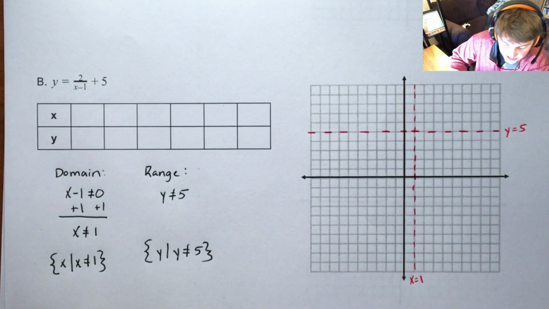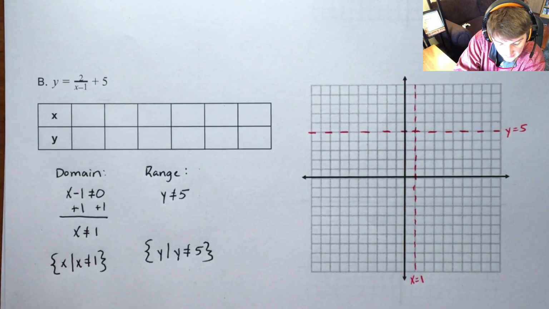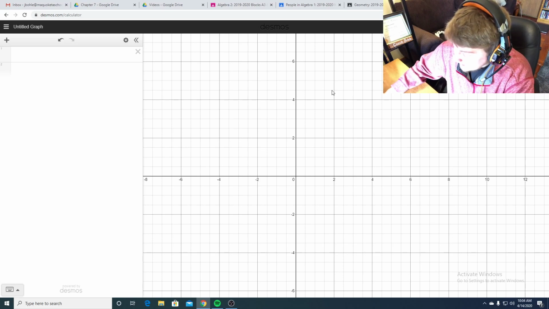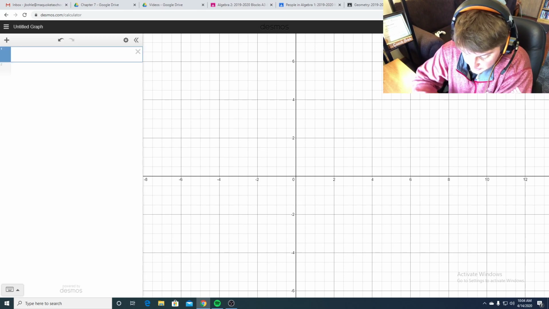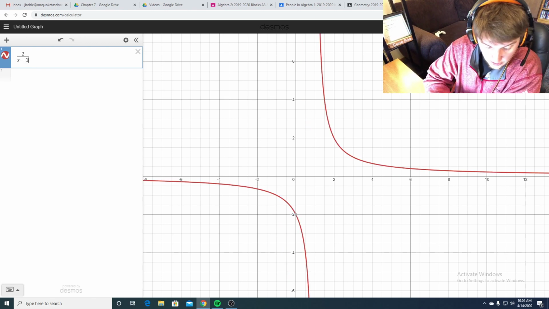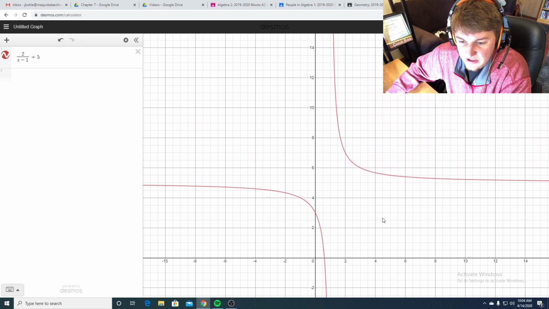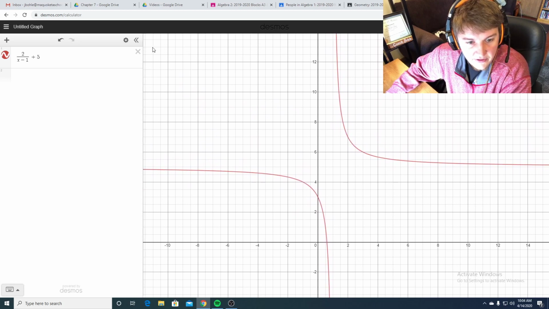So now let's move on to the computer so we can see the graph. Okay, so let's go ahead and type this in. We're going to go 2 divided by x minus 1. Okay, but then we're going to also add 5 to all of that. Okay, so we can zoom out. We can kind of center it a little bit so we can get a little better view.